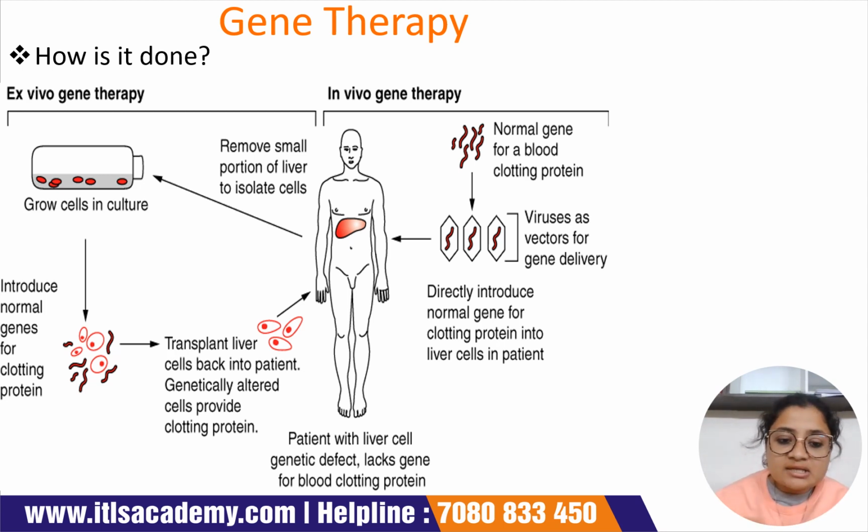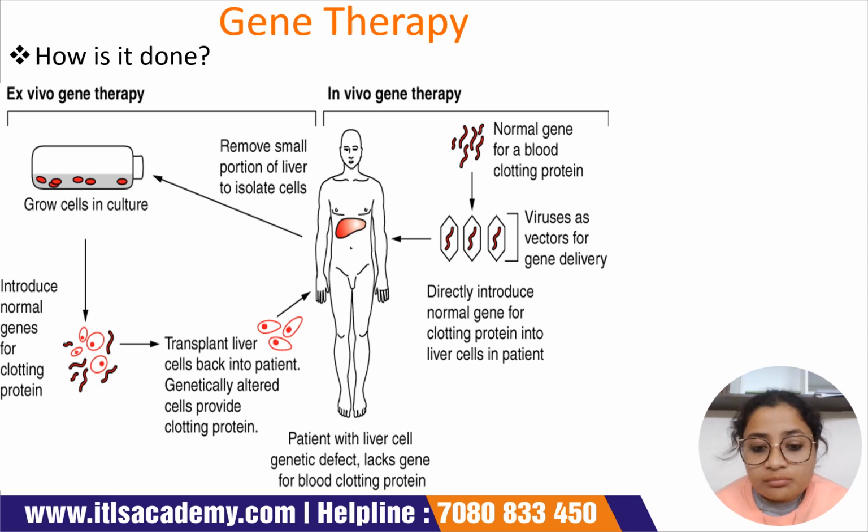Okay, so in case we are talking about ex vivo gene therapy, which is outside the body in lab conditions, what we are doing is removing a small portion of the liver. Say for example, the patient is suffering from liver cancer, so we are removing some amount of liver cells, then we are growing those cells in culture, and we are inducing the normal genes which are responsible for coding the clotting factors of the body, and then we are transplanting these liver cells back into the patient.